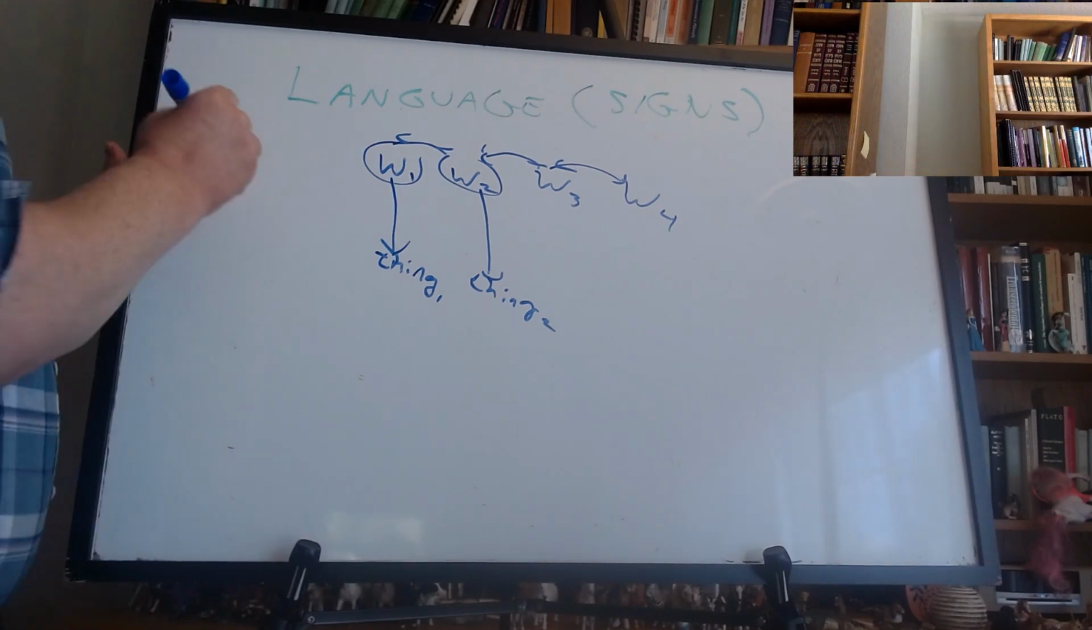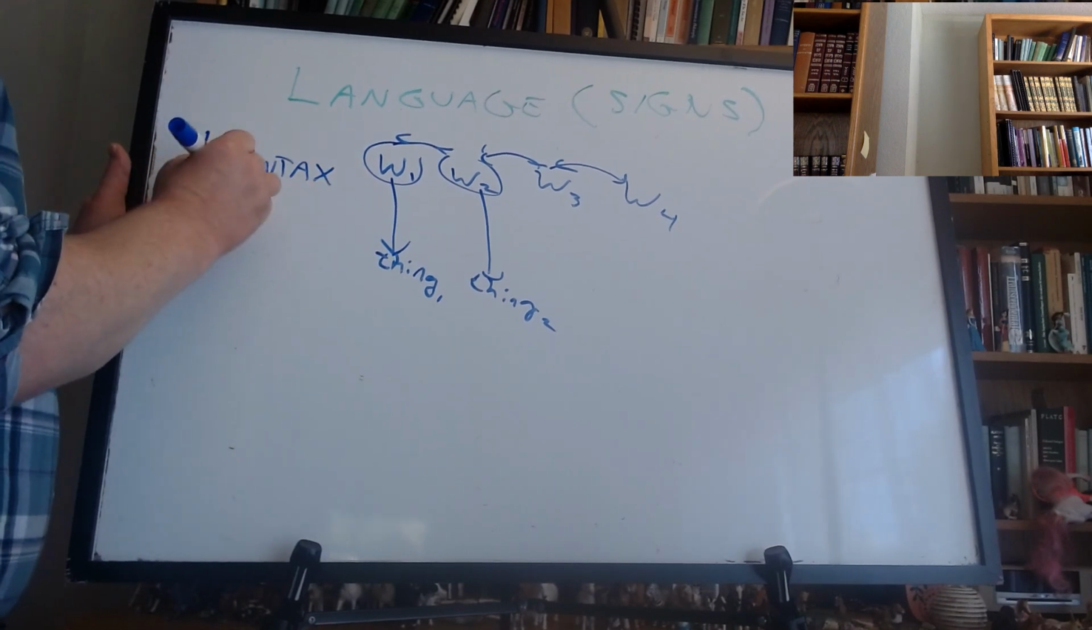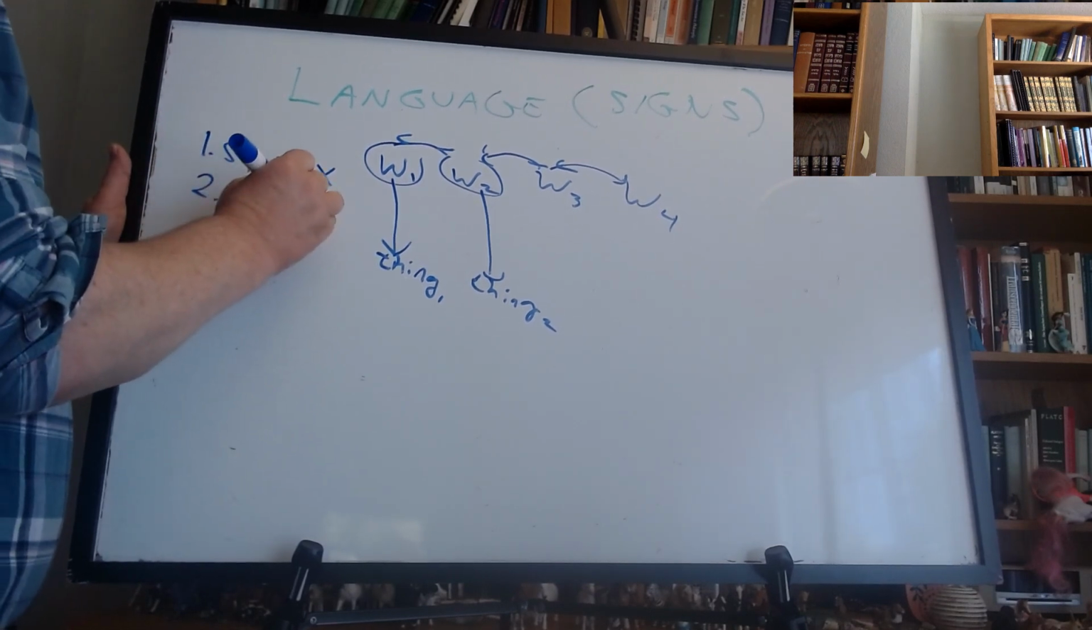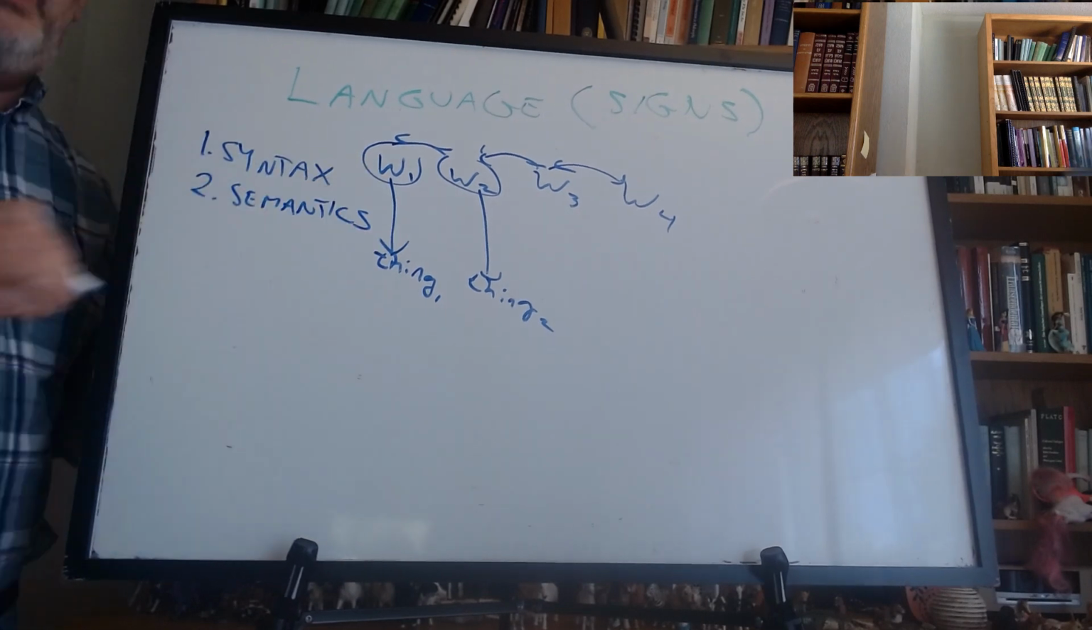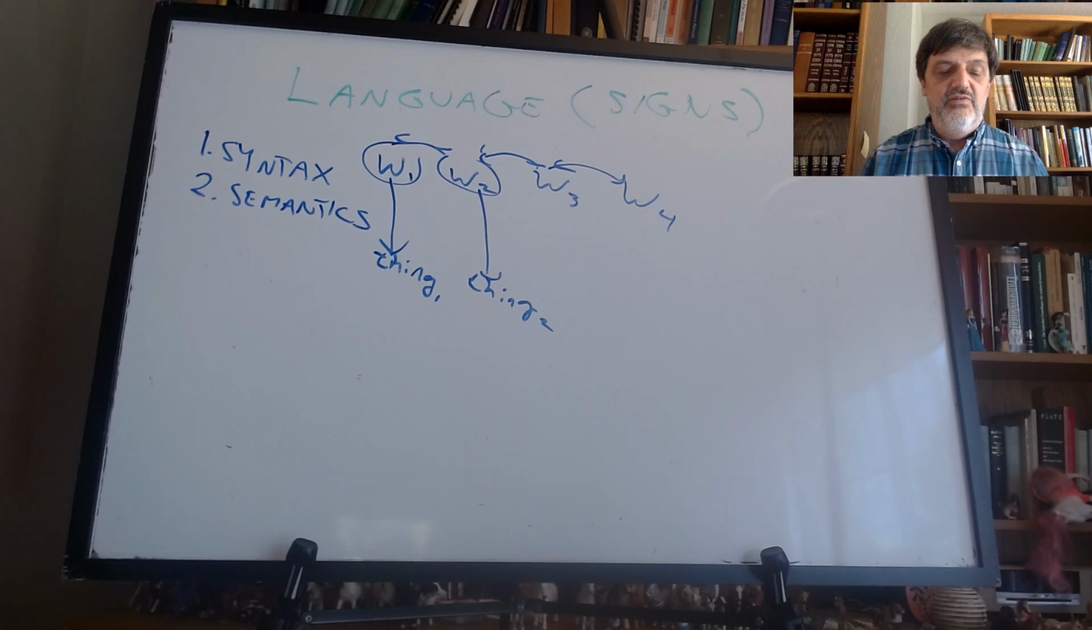So the contemporary names for these two types of relations or rules are syntax and semantics. Syntax is rules about how the signs of a language are associated with each other, whereas semantics is rules about how the signs of a language are related to the things they stand for or refer to or are about.